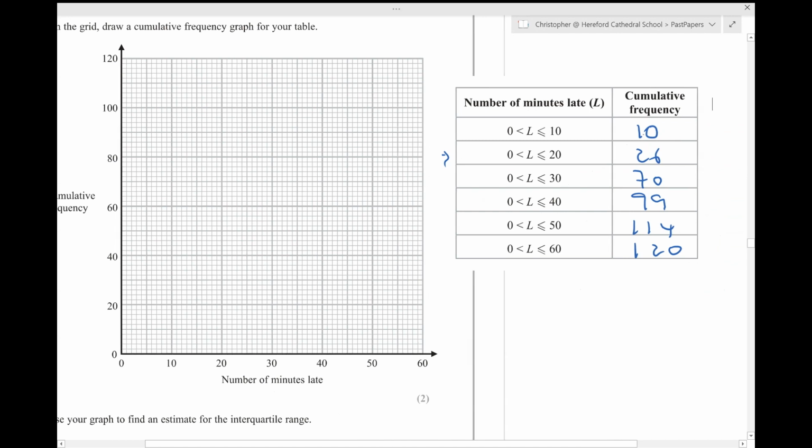So I've got a cumulative frequency of 10, 10 minutes late or less. So I'm going to put across here. Okay, and then I've got 26 and less than 20 minutes late. Now, careful of your scale here. 1 square is 2 minutes here, so 26 is there. Up to 30, it's 70. There we go. Up to 40 is 99, so that's going to be half a square less than 100.